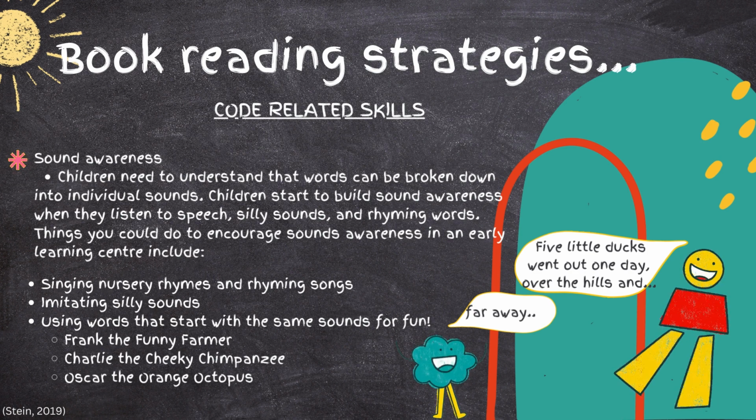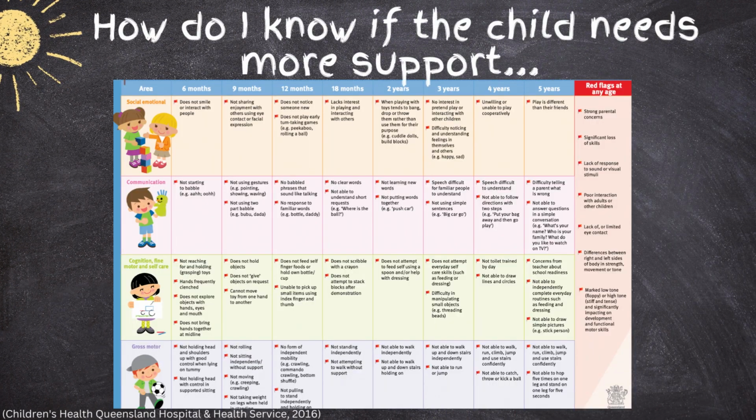Things that you could do to encourage sound awareness is singing nursery rhymes and rhyming songs, imitating silly sounds, such as the snake makes a s sound. Can you make the s sound? Or using words that start with the same sounds for fun, like Frank the funny farmer, Charlie the cheeky chimpanzee, Oscar the orange octopus.